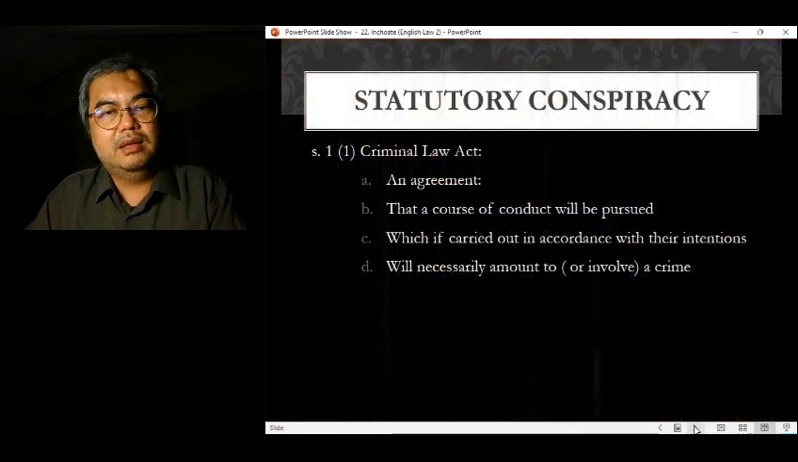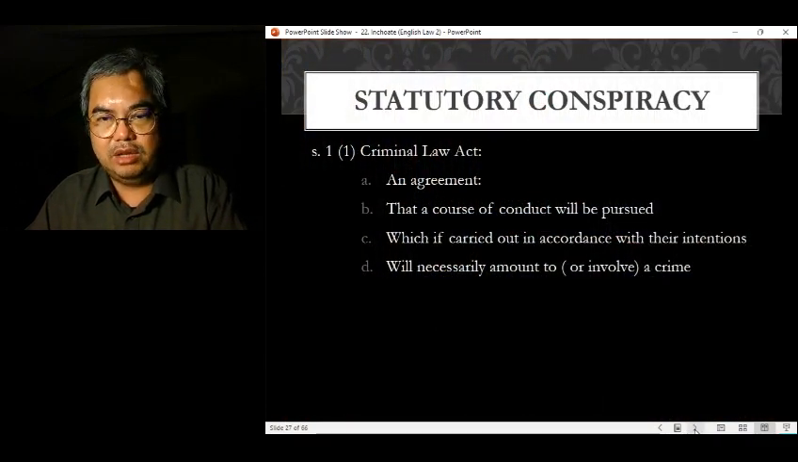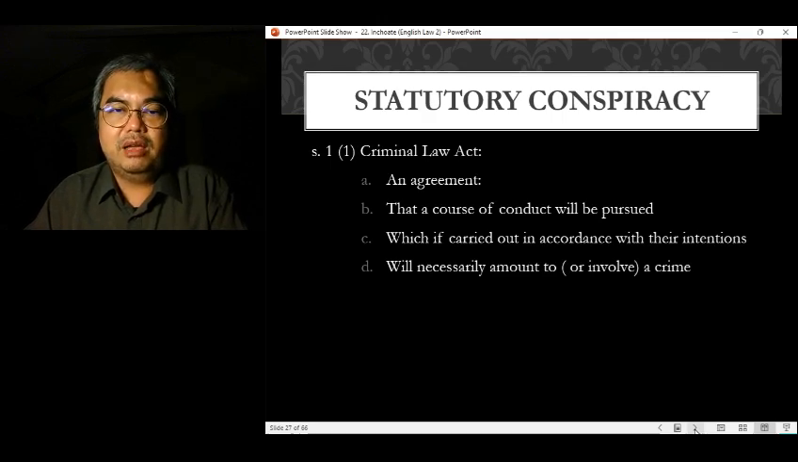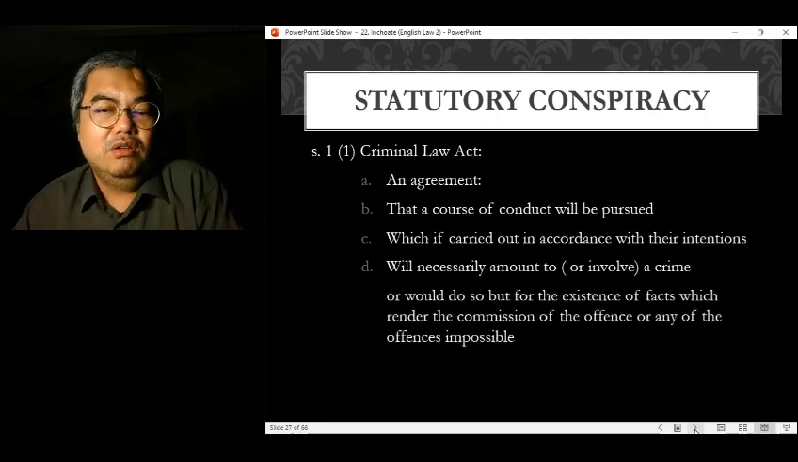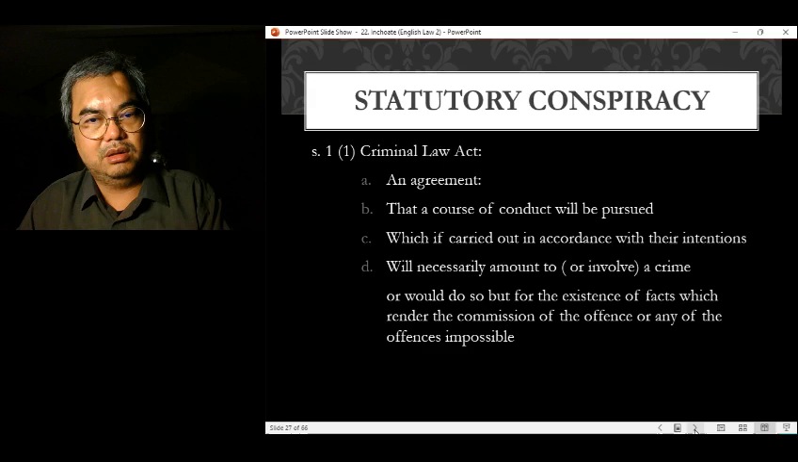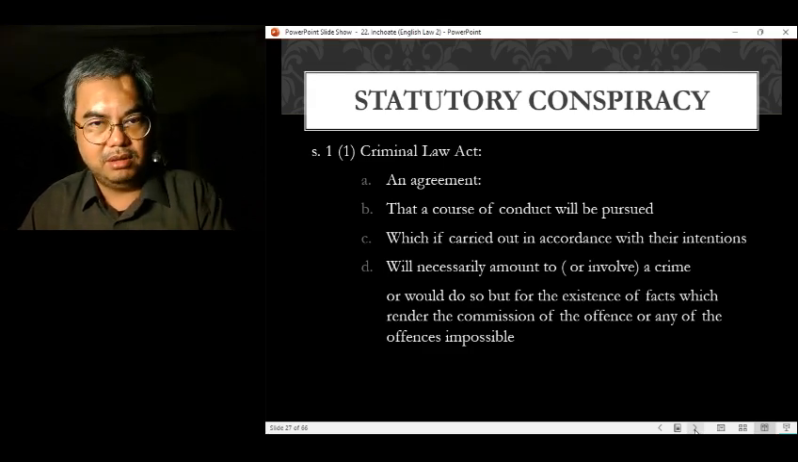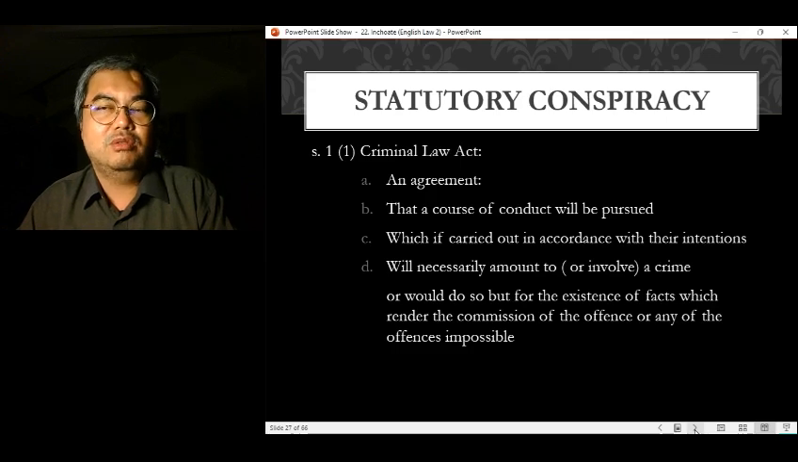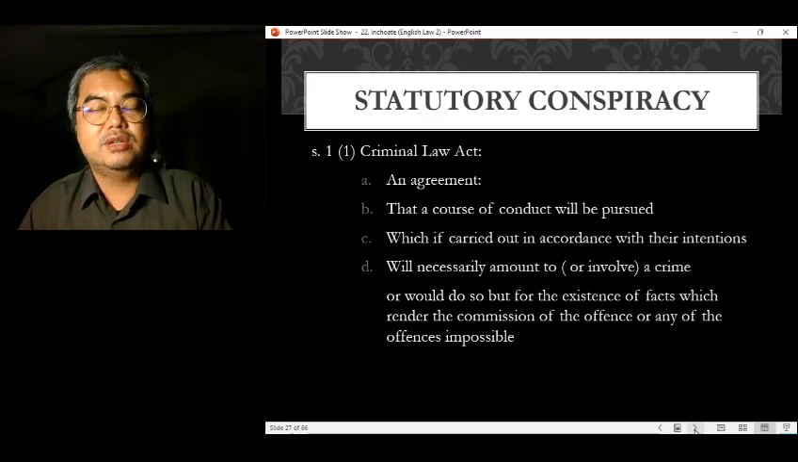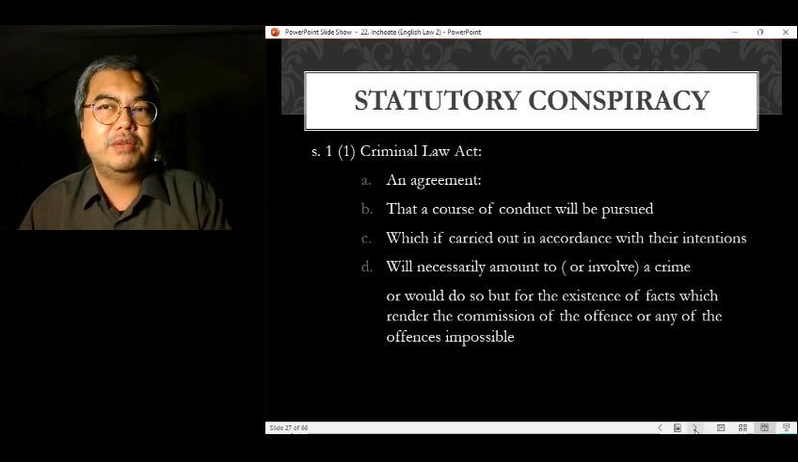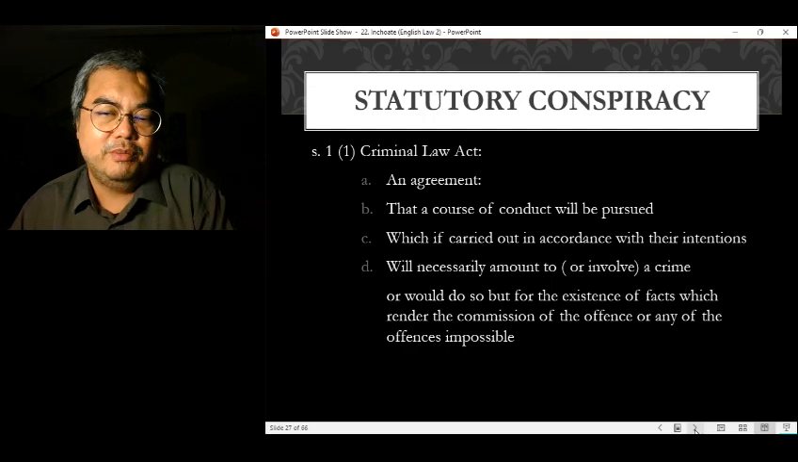What do you think? Well, it is actually covered under Section 1(1), which goes on to say that the course of conduct, if carried out in accordance with the intentions, would necessarily amount to or involve a crime, or would do so but for the existence of facts which render the commission of the offense or any of the offenses impossible. So even if the commission of the crime may be impossible, but there's an agreement to actually commit it, then there is still the offense of conspiracy. So interestingly, Parliament has made it that you will be liable for conspiracy to commit a crime, even though in reality it is impossible to commit that crime. The act of conspiring to commit a crime is itself bad enough.